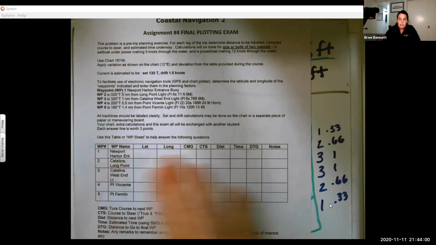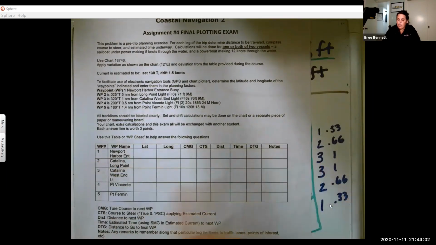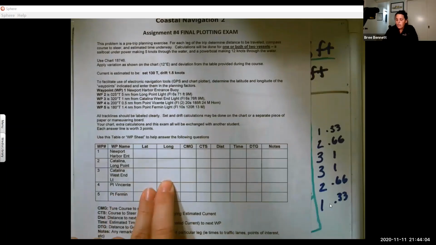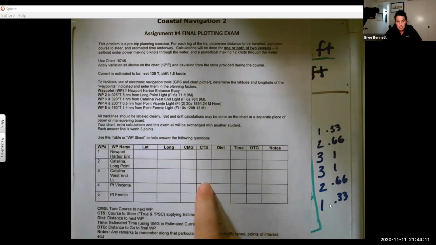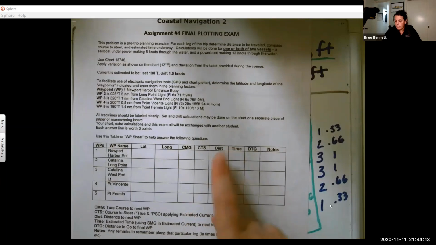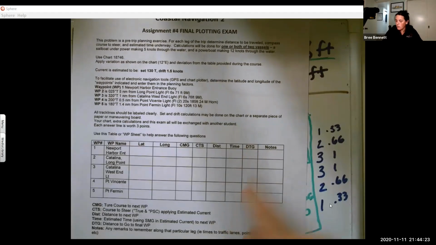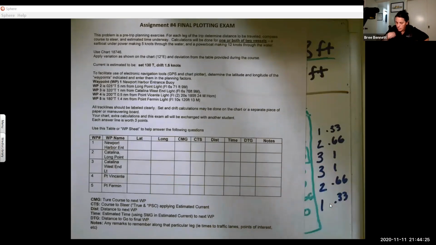And then you guys are going to fill out the voyage plan. So our lat and long for each waypoint, our course made good. What's the course that we want to make good? What's the course to steer? What's the distance and time estimated? We're using that speed made good to get our time interval, distance to go, and any notes.